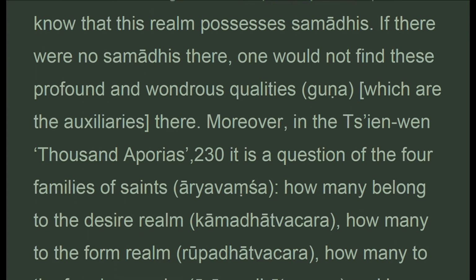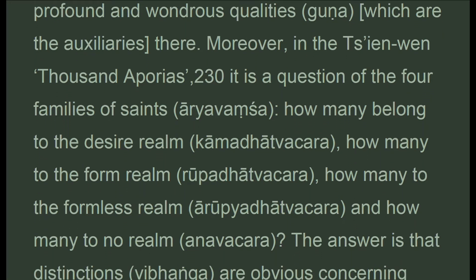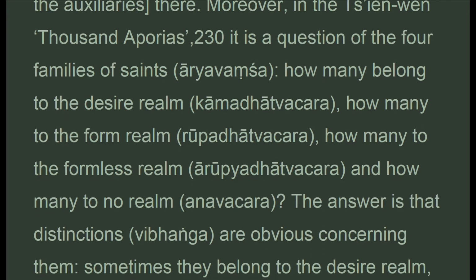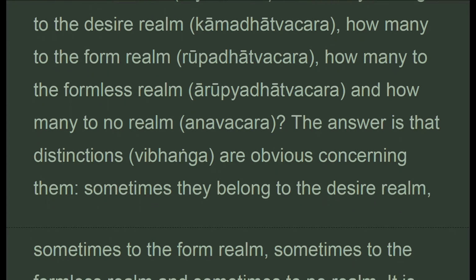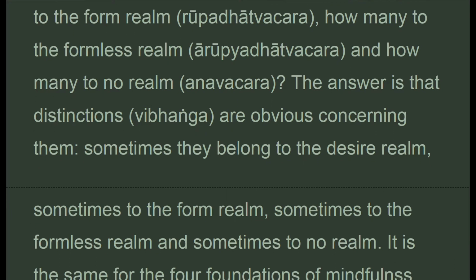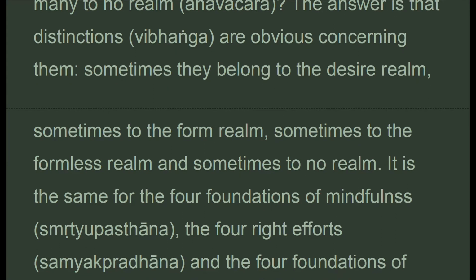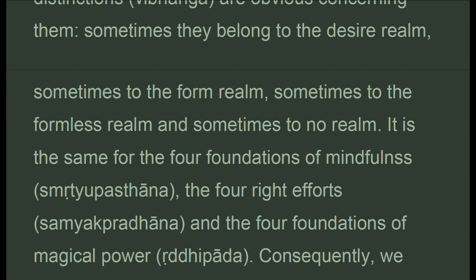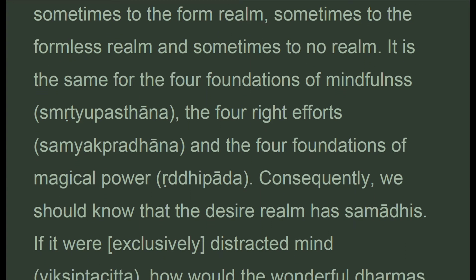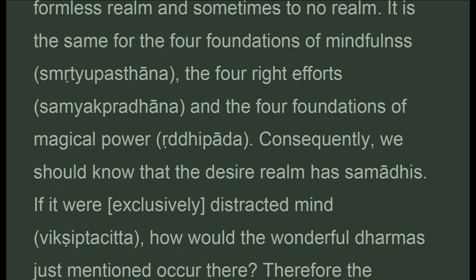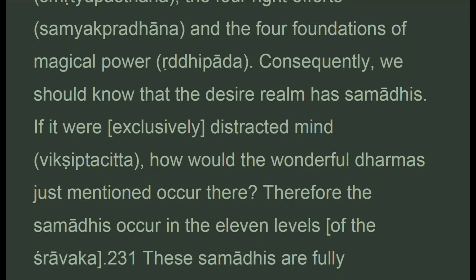Moreover, in the Aparayas, it is a question of the 4 families of saints. How many belong to the desire realm, how many to the form realm, how many to the formless realm, and how many to no realm? The answer is that distinctions are obvious concerning them. Sometimes they belong to the desire realm, sometimes to the form realm, sometimes to the formless realm, and sometimes to no realm. It is the same for the 4 foundations of mindfulness, the 4 right efforts, and the 4 foundations of magical power. Consequently, we should know that the desire realm has samadhis.